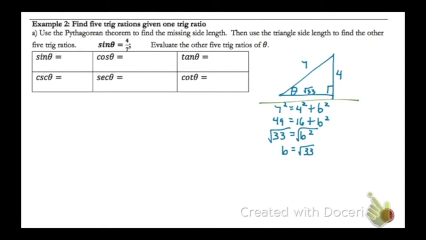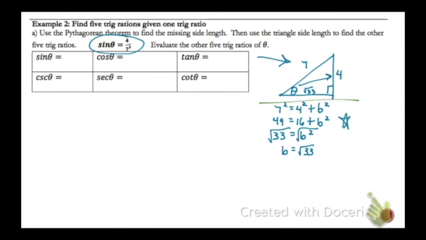Look at example 2 with me. First of all, we're going to use the Pythagorean theorem to find the missing length of the right triangle, and then we're going to fill in all of the trig ratios. So notice we're told that the sine of an angle in a right triangle is 4/7. So construct a right triangle and label one of the acute angles theta. And then for the sine, we know that that is opposite over hypotenuse. So label your sides. 4 is the side that's opposite, and 7 is the hypotenuse.